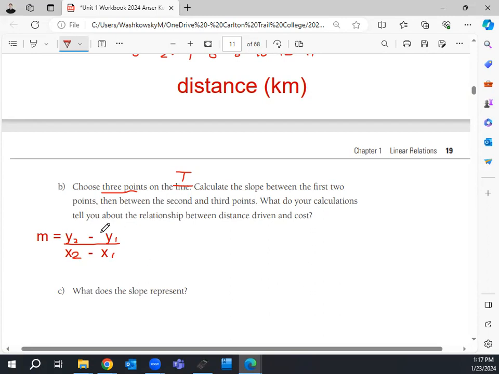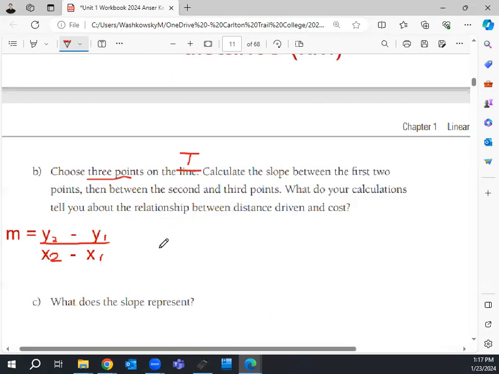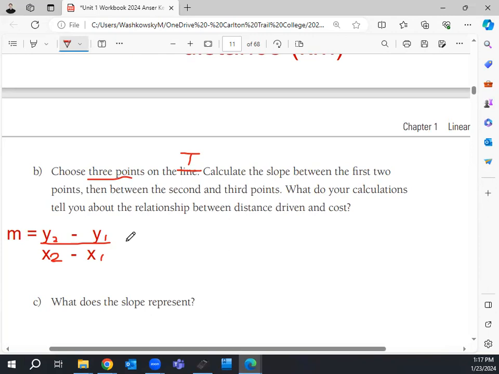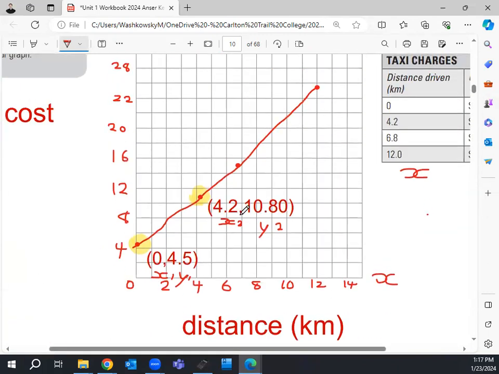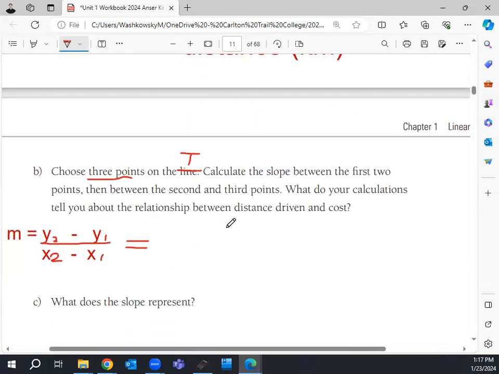So I've done that. Now all I have to do is step 1, what's my formula? I have it. Step 2, I need to substitute stuff. I'm just going to zoom in a little bit here. I already established what my y2, y1, and x2 and x1 are. I'll come back down here. I already established them up here. So I'm just going to take these points and transfer them down here.